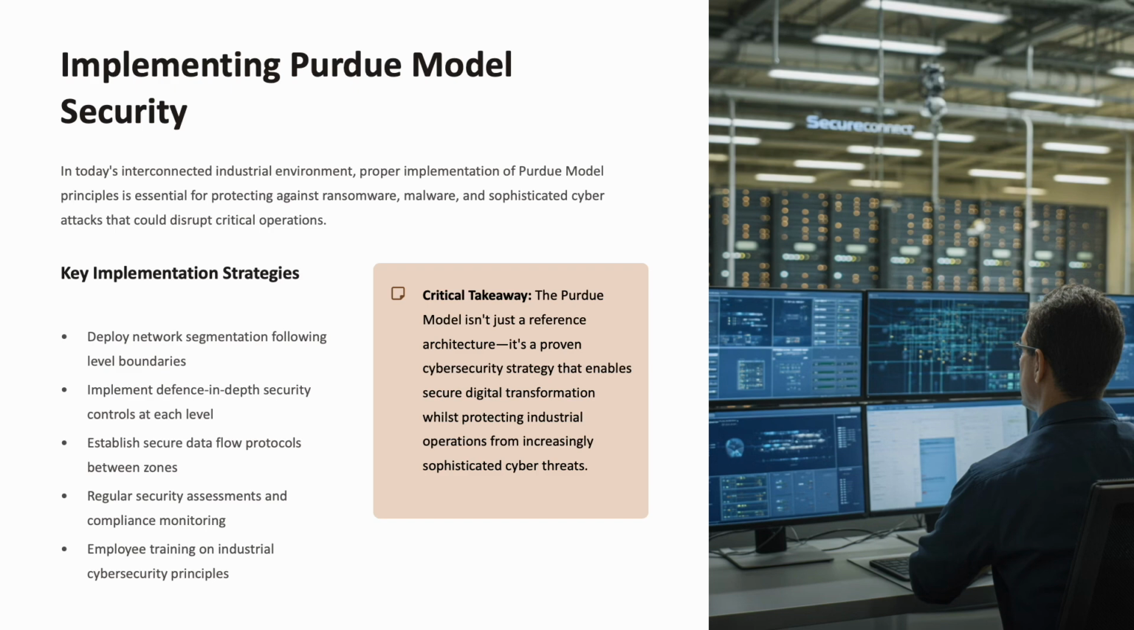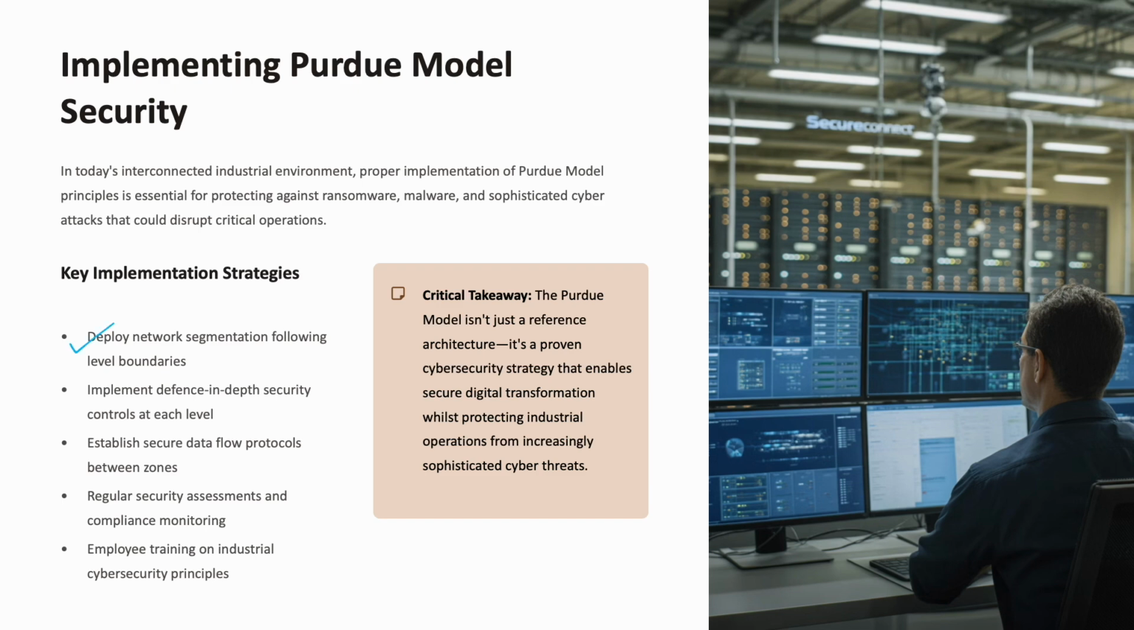So, as we wrap up, let's focus on how to actually implement the Purdue model to achieve real cybersecurity outcomes. In today's interconnected industrial environment, simply understanding the Purdue model is not enough. We need to put its principles into practice to defend against modern threats, ransomware, malware, and industrial cyber attacks that have potential to halt critical operations. So, what are the key steps for effective implementation?